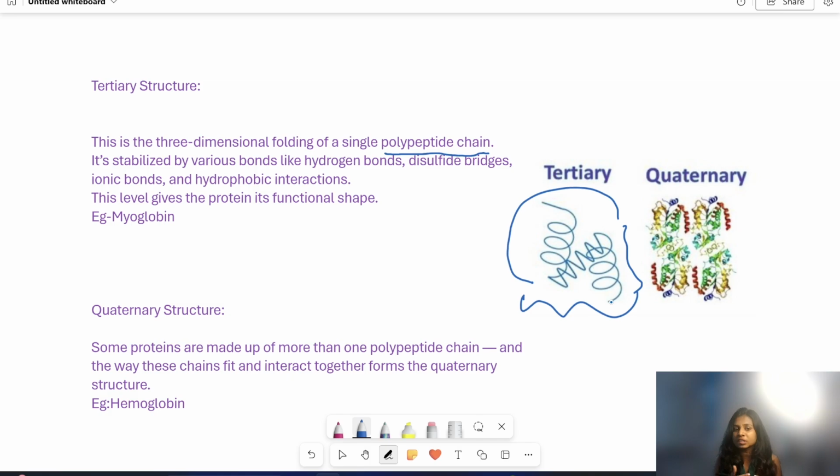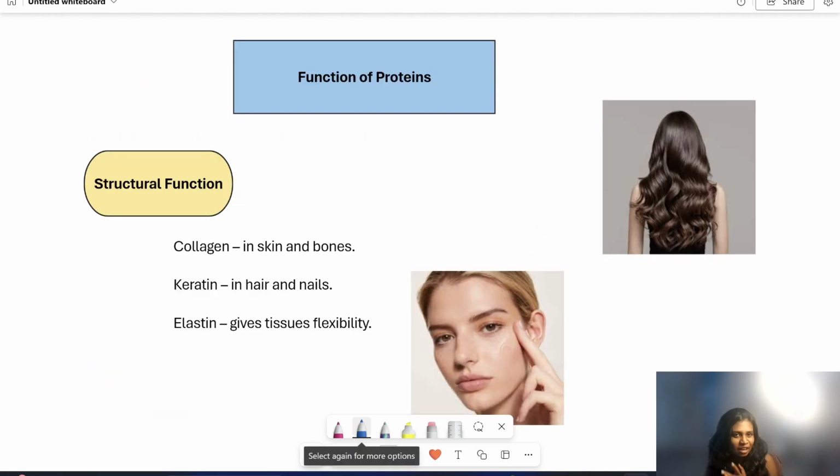Moving to the quaternary structure, some proteins are made up of more than one polypeptide chain. Up to tertiary structure, there's only one polypeptide chain. In the quaternary structure, there is more than one polypeptide chain, and the way these chains fit and interact together forms the quaternary structure. This is the diagram of quaternary structure. Hemoglobin is the best example for quaternary structure. So we'll move to the next part of this lesson. This is the last part of this lesson.